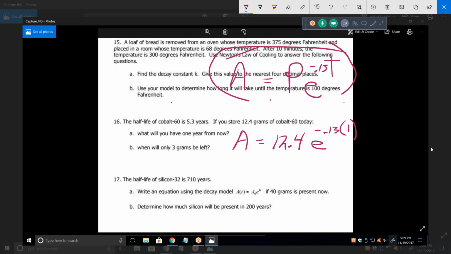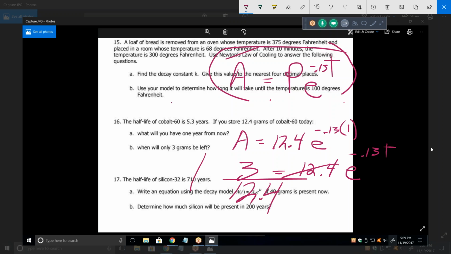When will only 3 grams be left? What's my equation? 3 equals 12.4 E to the power of negative 0.13 times T. How do I solve that? You can divide the 12.4 off from both sides. Then you'll take the natural log of that. And I know you know how to do the rest of it.